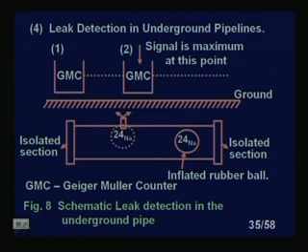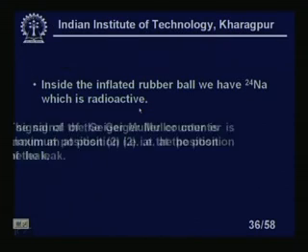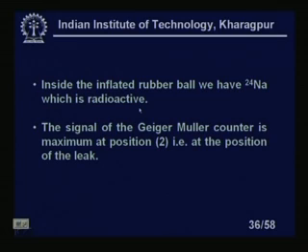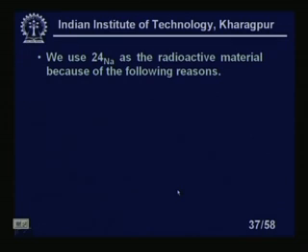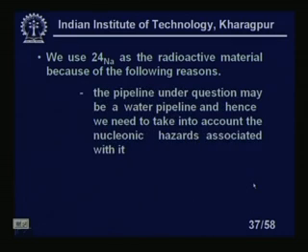Suppose here we have position 2. The signal at position 2 will be higher if there is a leak in the pipe, because the material is slowly moving out. So I can detect the leak that way. The signal of the Geiger-Müller counter is maximum at position 2, that is at the position of the leak. We use sodium 24 as the radioactive material because of its half life.